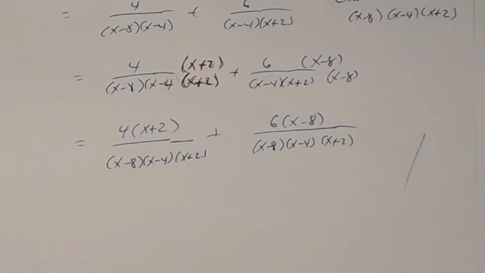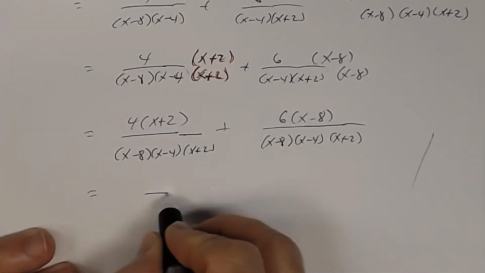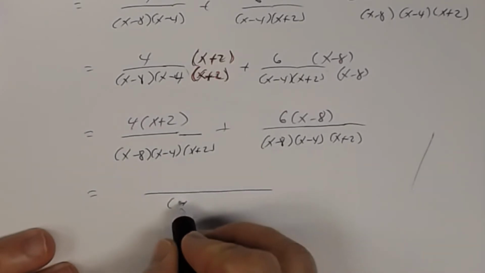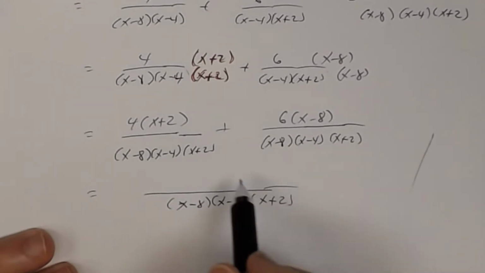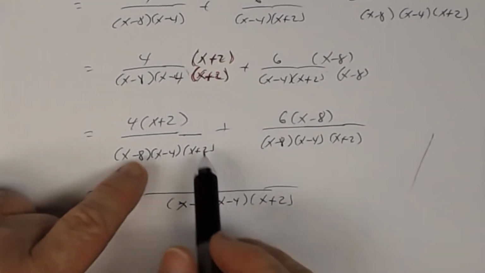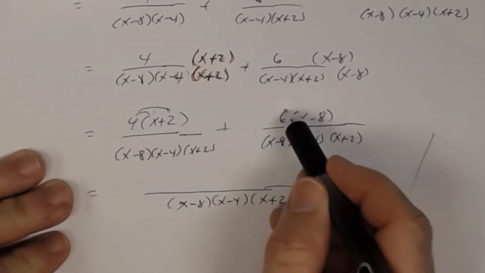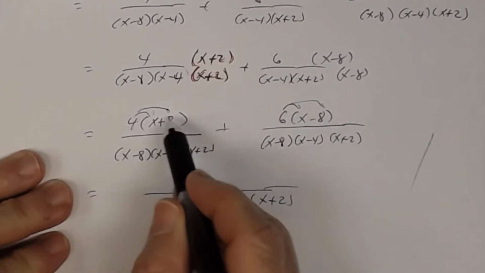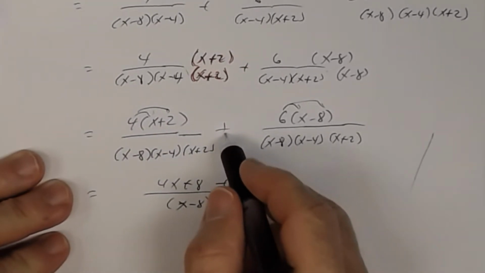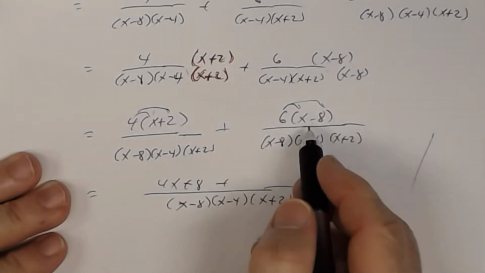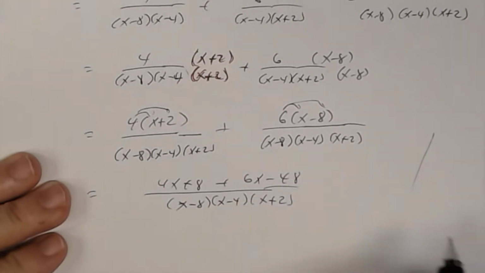Okay, now the next step is to write this as one rational expression, since the denominators are now the same. Just like this. Now you're going to put the two numerators here. But to do that, let's go ahead and distribute the 4 and distribute the 6. If I distribute the 4 and the 6, I'm going to get 4x plus 8. See, 4 times 2 is 8. So 4x plus 8 plus, that's an addition symbol, so that's going to be the easy kind. 6x minus, and then 8 times 6 is 48. So 6x minus 48. Okay?